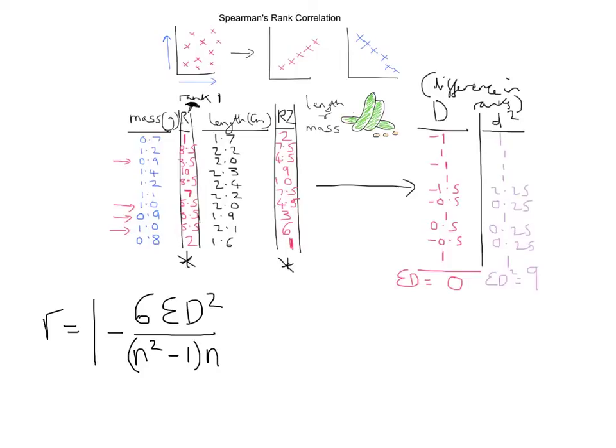Now sometimes that gets multiplied out as N cubed minus N. That's saying the same thing. N squared minus 1 in the brackets times N is the same as N cubed minus N. All they've done in that is just multiply out the brackets. And all of this is treated as one separate entity. So now if we follow through and use our numbers from the table, you'll get 1 minus 6 lots of sum of D squared, which is 9, divided by, and remember all this is in one big thing, 10 squared minus 1 times 10.